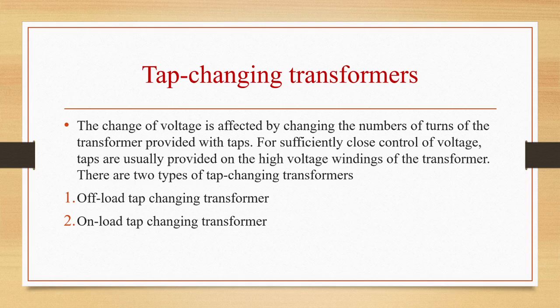So tappings are provided on the transformer for sufficiently close control of voltage. Okay, change of voltage will be affected by changing the number of turns of the transformer provided with taps. Like how we have seen in the auto transformer also, there will be tappings provided, and according to the tapping we can change the value of AC voltage. Here I am talking about AC voltage. Transformer will work only on AC, it does not work on DC.